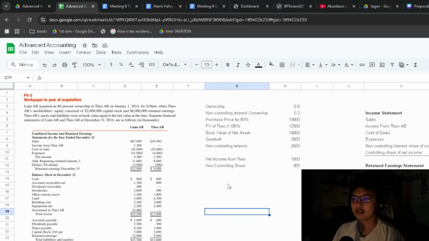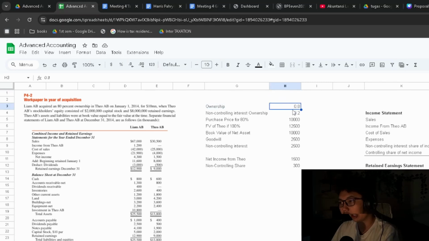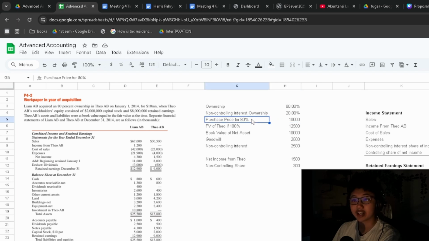What I did to slowly work to solve this question is to first identify a couple points from the question. First, the ownership of the parent is 80%. Non-controlling interest means that it's 20% because 80% is already owned by the controlling entity. And the purchase price was 10, right? Where do I get 10? I get 10 because of this. Liam acquired 80% for 10. So that's the price if they acquire 80%.